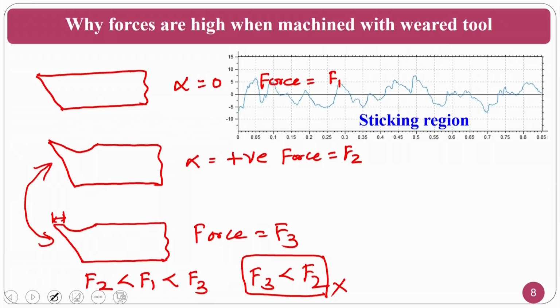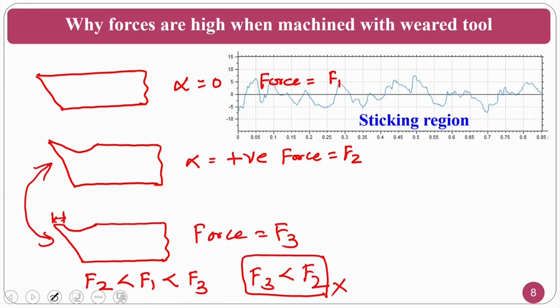Normally, whatever angle you give is to start with, so that there will be a smooth flow. But here the roughness is very high. At the same time, it will start away from the cutting edge. These are the two reasons. There are many other reasons. These are the two reasons why normally F3 is much higher than your F2 and F1.